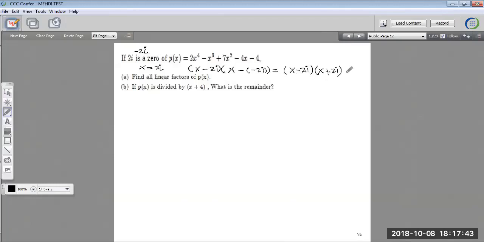This is a difference of squares really. So the first term is x, which would be x squared, minus the second term squared, 2i squared. So I would get x squared minus 4i squared. Remember, i squared is equal to minus 1. So it would be x squared minus 4 times minus 1. So we have x squared plus 4. So this must be a factor of the polynomial p of x.